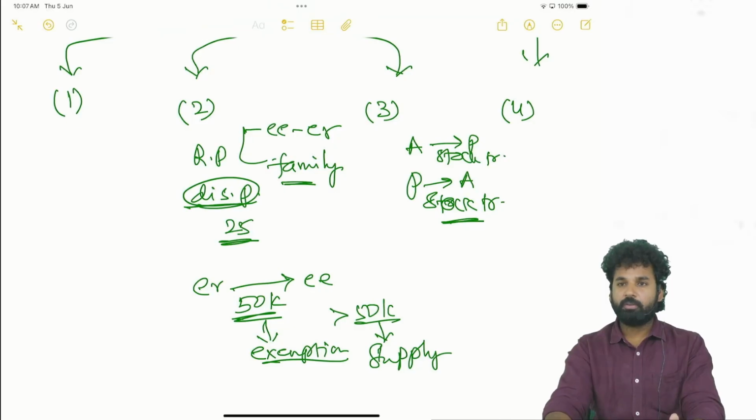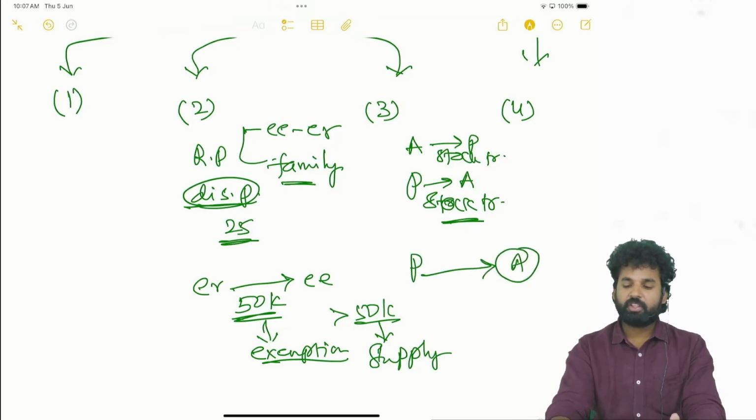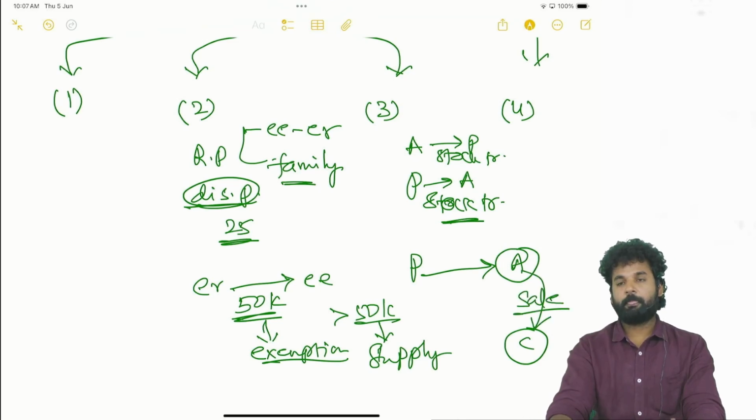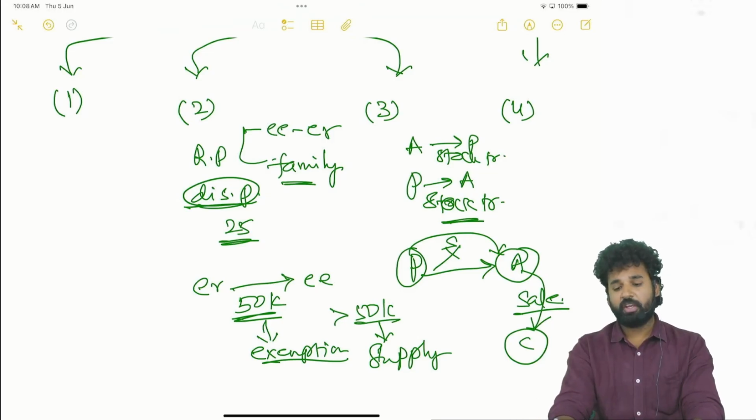So that will depend on this: principal is there, agent is there, customer is there. From the agent's place to the customer, a sale is being booked. For this sale, who is giving the invoice? If the principal is giving the invoice, the transfer from principal to agent will not be treated as supply. From principal to customer, this is a supply. The transfer between the principal and the agent is not a supply.